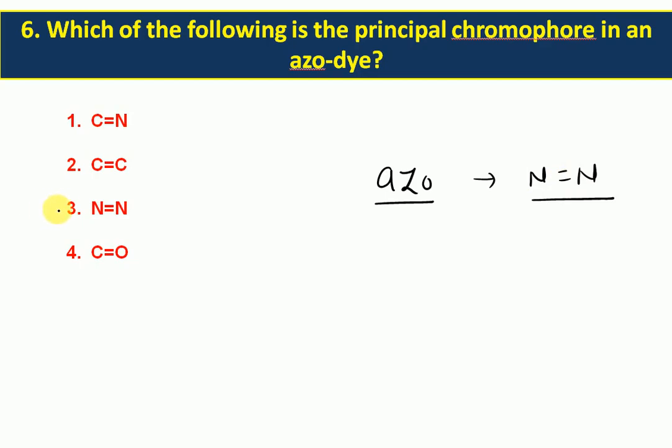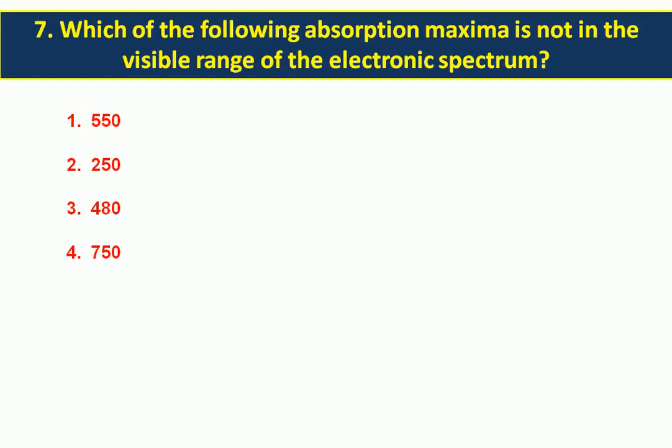So the option 3 is correct one. Chromophores are the groups which are capable of absorbing UV radiation. In azo dye, N double bond N is present as chromophore. Let us go to the question number 7.